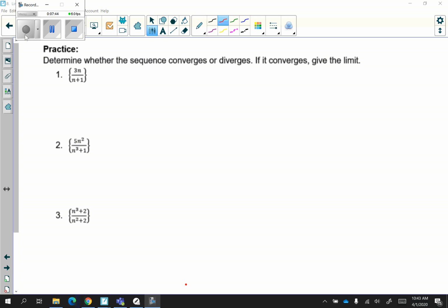On the next page, we have our practice problems. Determine whether the sequence converges or diverges. If it converges, give the limit. So again, take a look at these example problems, 1 through 10. Pause the video to answer them and tell us if they converge or diverge. And if it does converge, what is the limit it converges to? Please pause the video now.